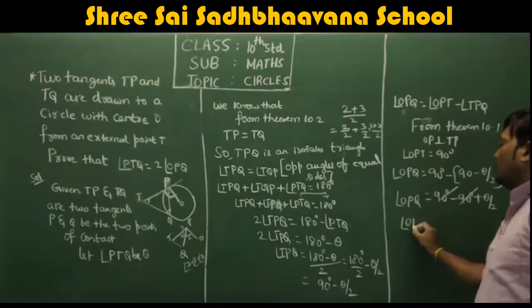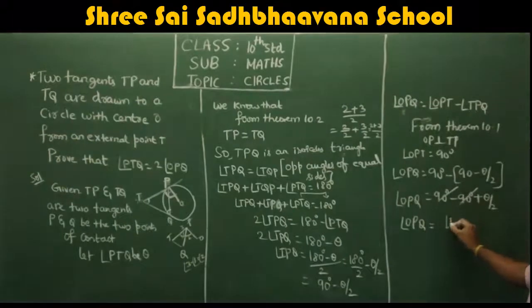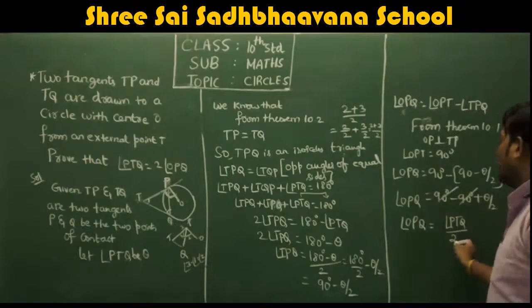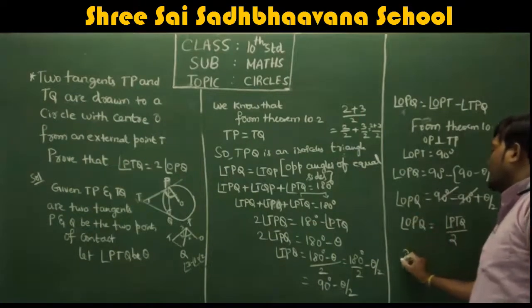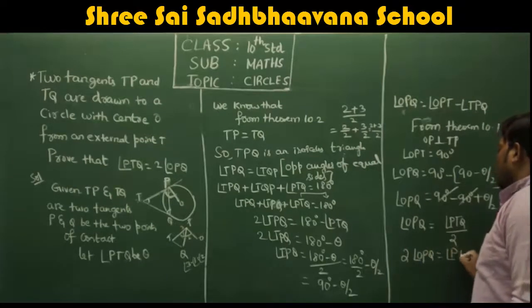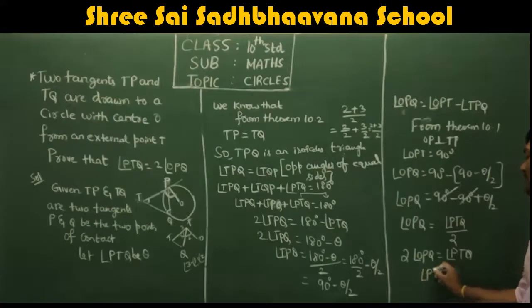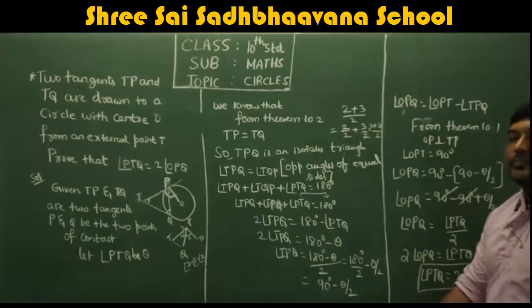So angle OPQ is equal to theta by 2, and what is theta we assumed? Angle PTQ. In the place of theta, I will write angle PTQ, by 2. So just send this to that side. It becomes 2 times angle OPQ is equal to angle PTQ. We can also write this as angle PTQ is 2 times angle OPQ. This is the proof required.